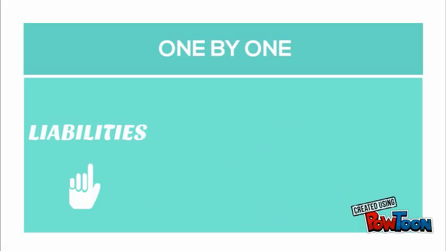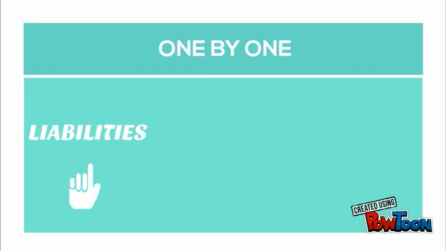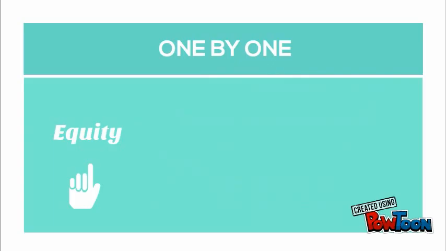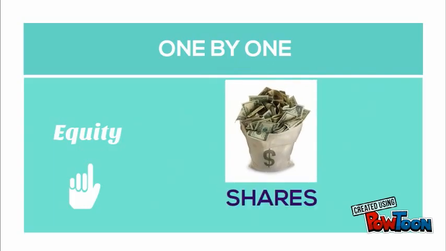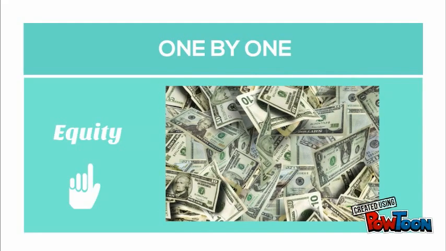Up next, we have the liabilities. Examples here include debt, accounts payable, warranty, and also when you owe a certain someone a certain amount of money that you haven't paid back in over a month now. Yeah, we know. For equities, we have capital, shares, and also employee salary. Another example would be money, and also money.